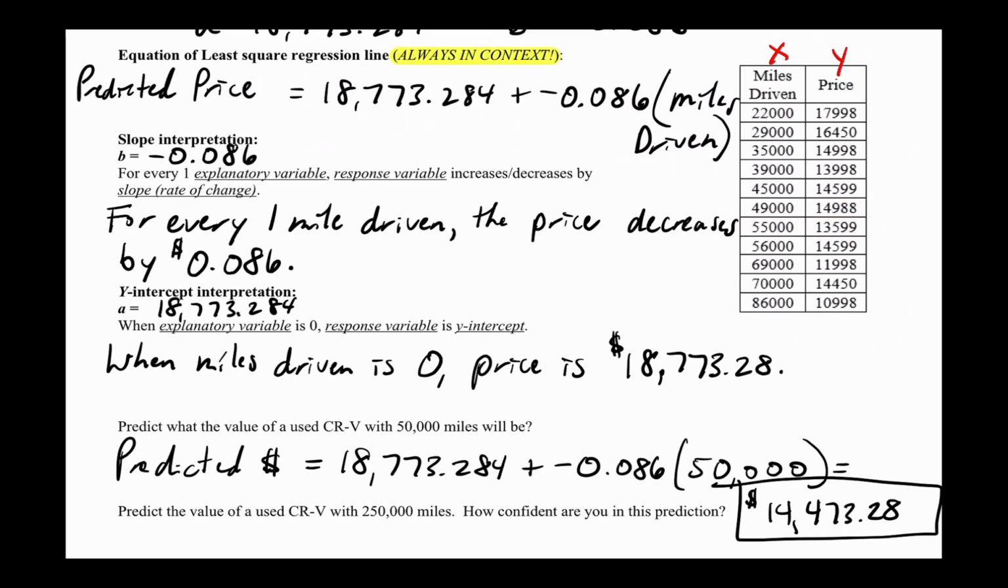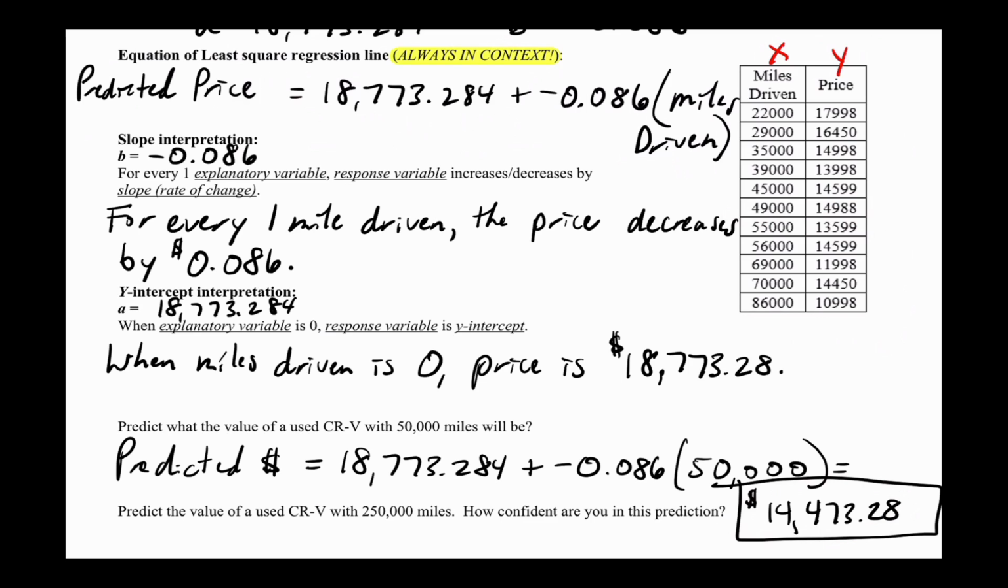So if I have a CRV that's been driven 50,000 miles, I would expect to get around $14,473.28. That's what it would sell for. So if I took it to a dealership, would I get that? No, because the dealership has to make money on top of that. So they're going to give you less than this. But if I'm selling it privately to someone, not a dealership, then this is what I would get. That's how they price cars.